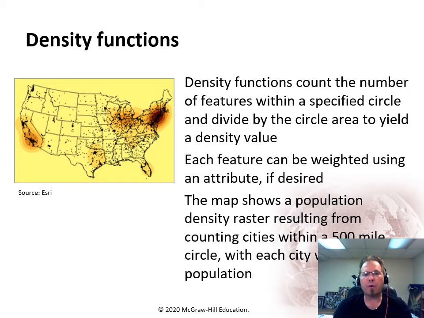You can also create what are called density functions with rasters. This allows you to count the number of features within a specified circle and divide by the area of the circle. We've all seen this with population density, right? So it should make sense to you. But there are other things that you could use for density.